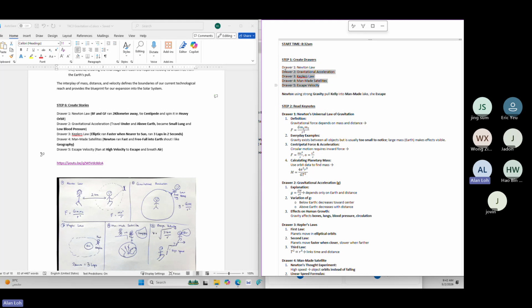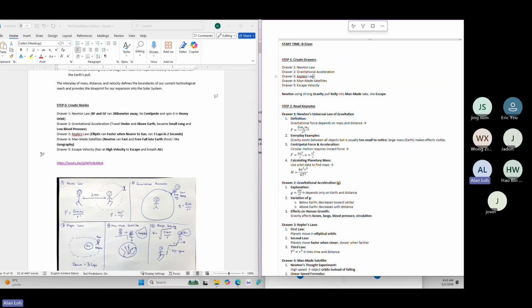I think by now, by just telling you drawer 1, Newton's law, without going into reading the step 3 or step 4 or step 5, you already have some idea what this Newton's law is about, right? Newton's law is about centripetal force, the definition of Newton's laws, proportional to the mass and inversely proportional to the square of the distance. Then gravitational acceleration, what is inside it? It is the effect on human growth. That's point number 3. Then the variation of the G.